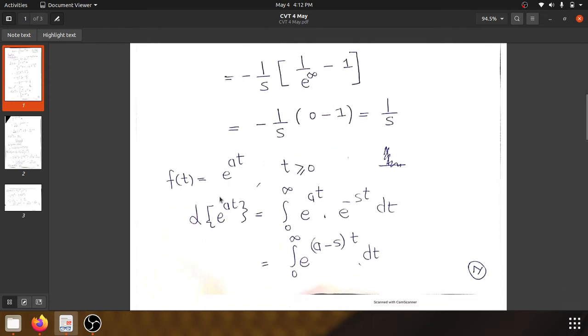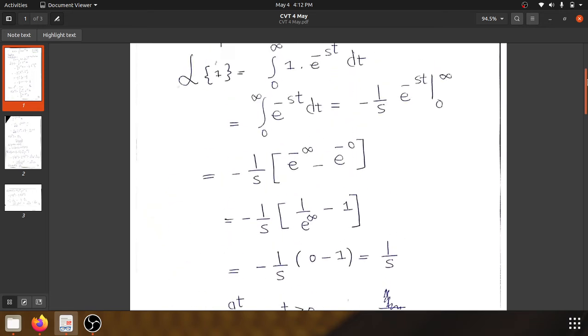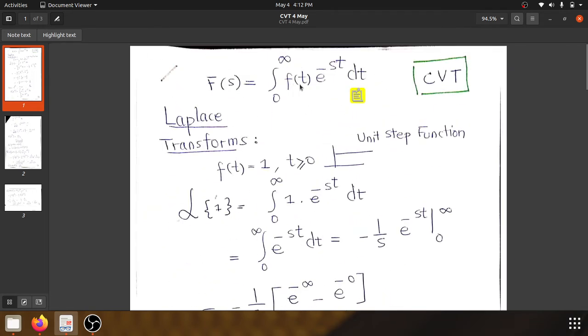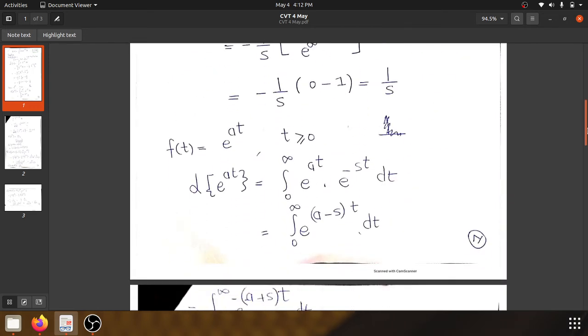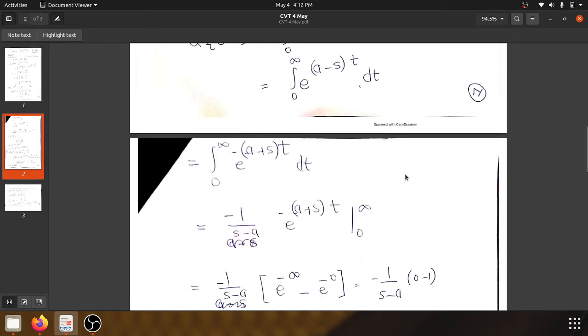Next we see the Laplace transform of e to the plus at, and of course for t greater than or equal to 0, right? What we do is we replace this f of t with our new value e to the at, and the rest of the formula remains the same. So it's e to the at times e to the minus st dt, and we take t common, and the rest is e to the a minus s, or we can also write it, taking minus common, as e to the minus s minus a, t.